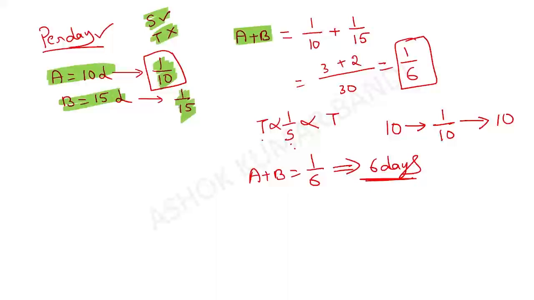Whenever two or more persons are working together, you can add their speeds. So A and B are working together, you can add the speeds of A and B. Speed of A is 1 by 10 and speed of B is 1 by 15. Then the combined speed of A and B is 1 by 6. But I want the combined time. Simply take the reciprocal of your answer, you will get the combined time. So that is the first way, which we call the per day method. Next we are going to talk about the LCM method.